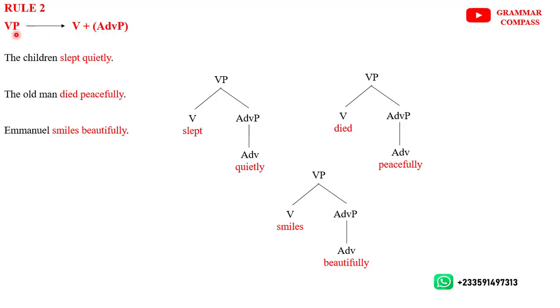This is an activity. Write down this rule, then write down verb phrases of this structure and try to draw your tree diagrams for the structure provided. In the next video, we are going to talk about rule number 3 for verb phrases. We are going to add more elements, more constituents to the verb phrase.